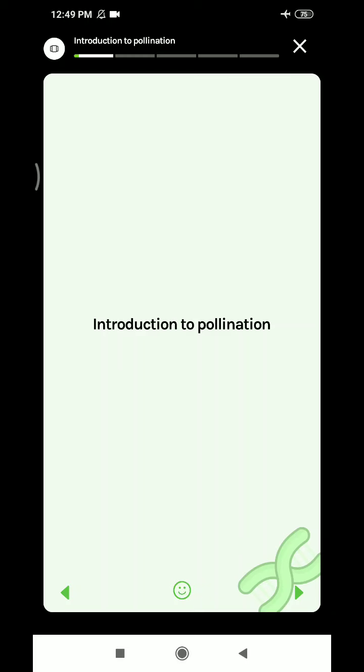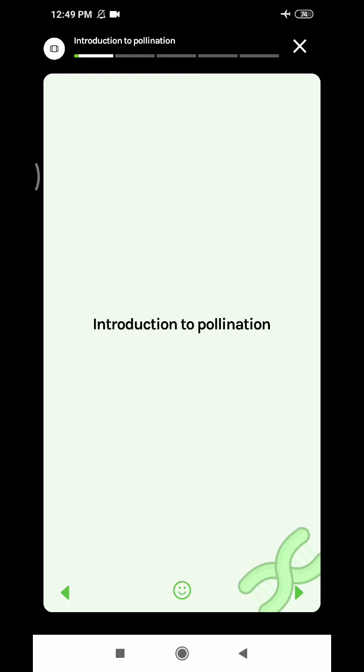Next, all of you open your biology book, page 21, table 2.1. Here, the functions of the parts of a flower are given. You have to remember the names and their functions. Already, we have discussed all those parts and their functions. Now, your job is to remember their names and their functions, because this is very important.